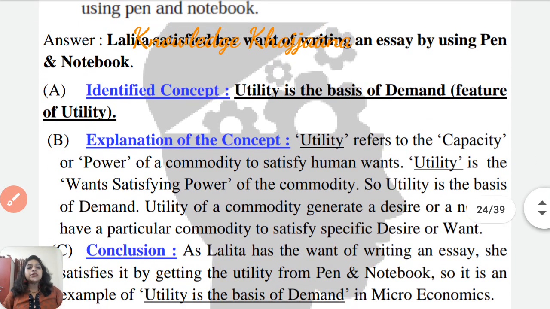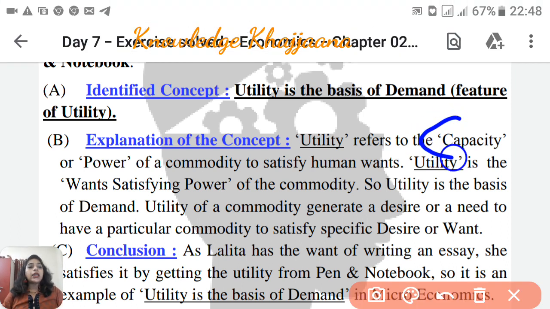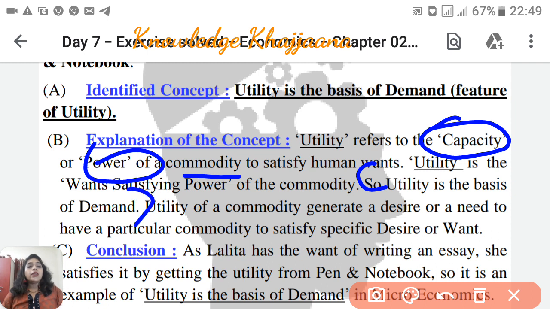And how can we explain this concept? Utility refers to the capacity or power of a commodity to satisfy human wants. See, utility has the capacity or power of a commodity to satisfy human wants. Utility is the want satisfying power of the commodity. In other words, we can say like this. So utility is the basis of demand.